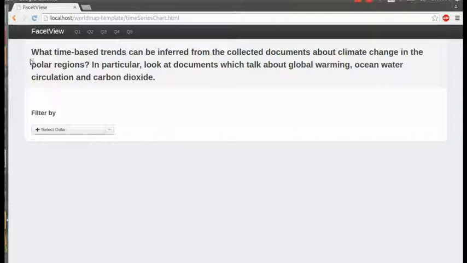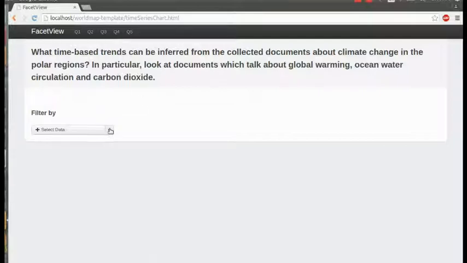Here we can have a look at the first query. The query is to find time-based trends that can be inferred from the collected documents about climate change in polar regions. In particular, we look at terms like global warming, ocean water circulation, and carbon dioxide, and look at the documents which have these terms to infer trends.